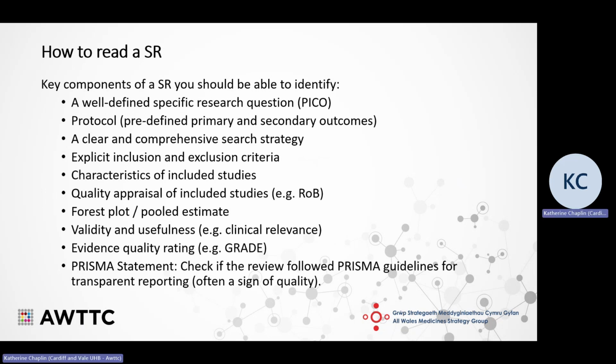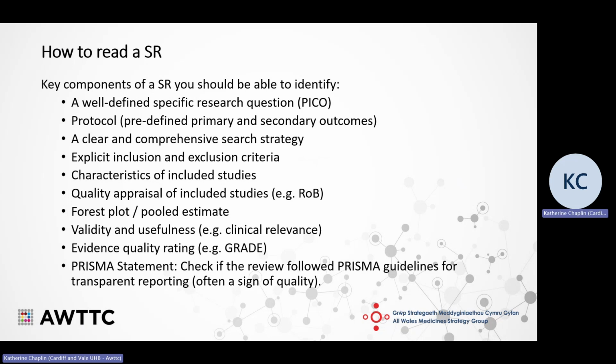These are some of the key components of a systematic review which you should look out for and be able to identify when reading a systematic review. There should be a well-defined specific research question. Ideally, a protocol including predefined outcomes. This, if it's been published or registered, should be referenced in the paper. These outcomes should be positive and negative, i.e. include safety, adverse events. A clear, comprehensive search strategy, explicit inclusion and exclusion criteria to inform study selection.